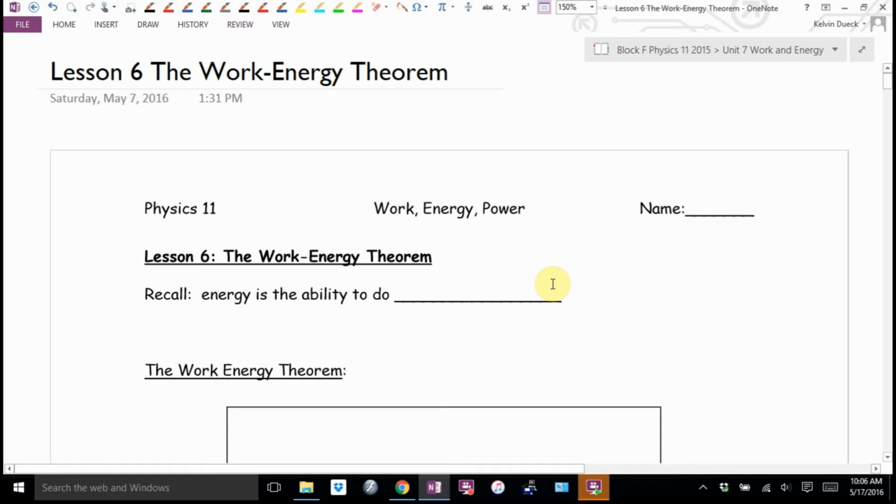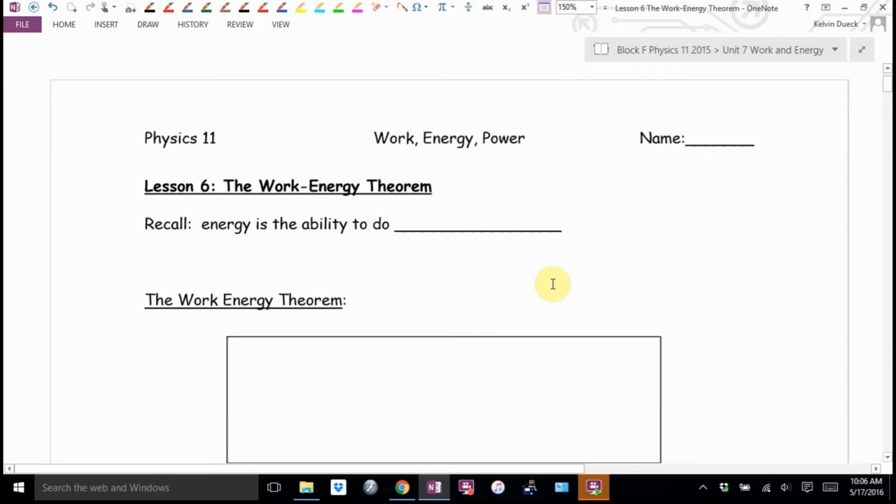So, the law of conservation. First of all, let's review what we've done so far. I started out defining work. I said work was force times distance. Work is also the area under a force versus distance graph.